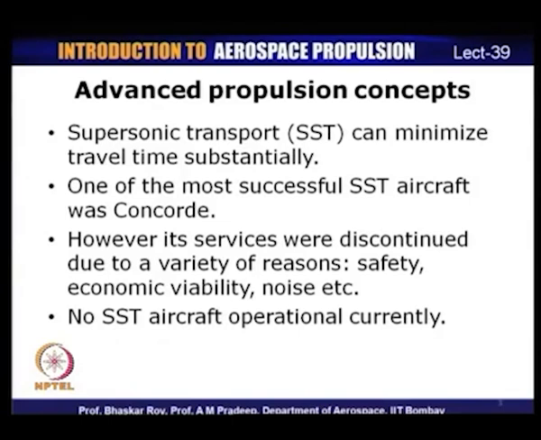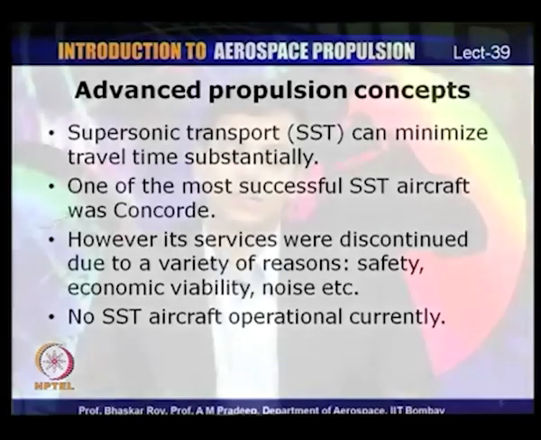Then economic viability was another issue, because the cost of traveling at supersonic speed was substantially more than what it would be for subsonic travel, and so it was not economically very viable. And the third problem was related to noise, and of course, there are many other issues as well. But these are three main aspects due to which the supersonic transport aircraft, which was Concorde, had to be discontinued. And this is the reason why we do not really have a supersonic aircraft which is currently operational.